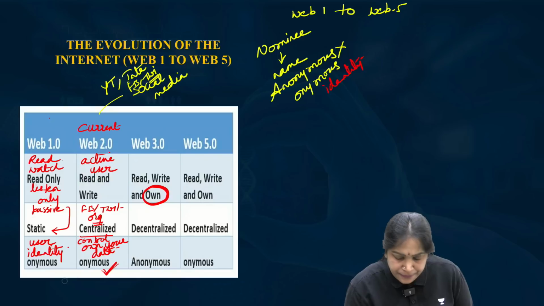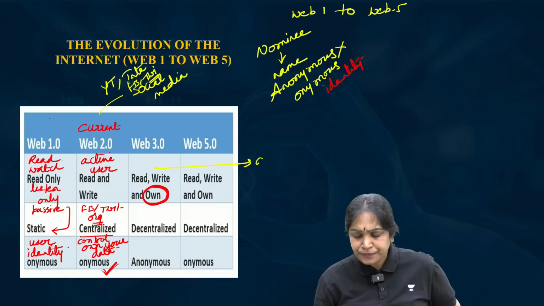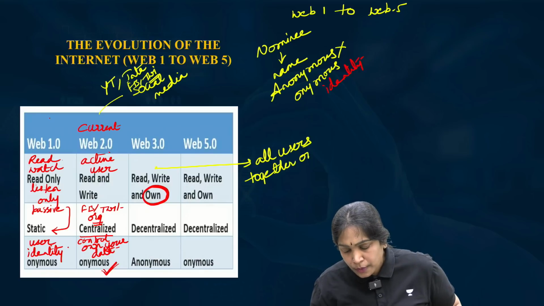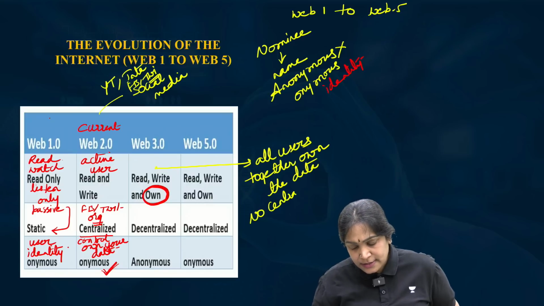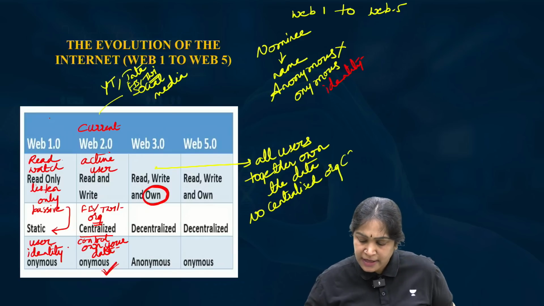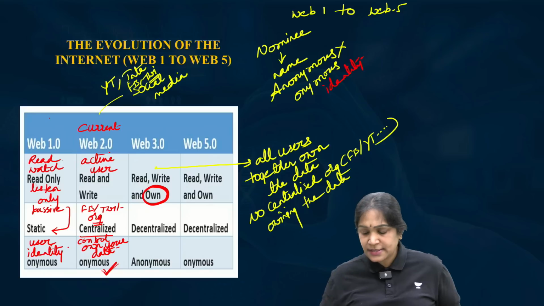In Web 3, all users together own the data. There is no centralized organization like Facebook or YouTube owning the data. I hope it is clear.